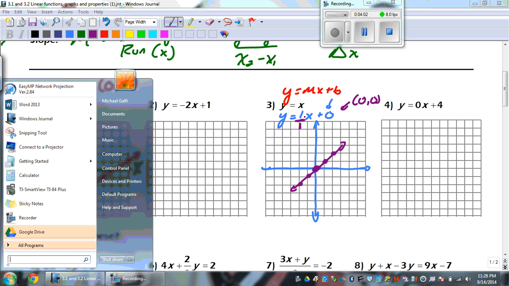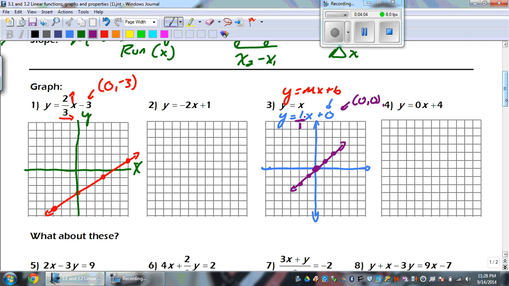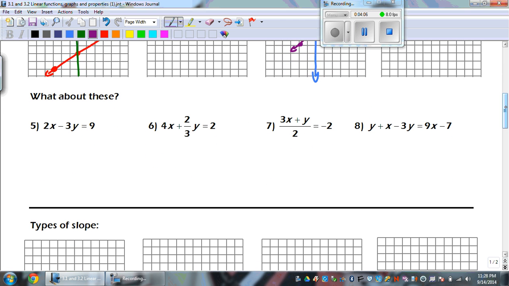Okay. Now, as we scroll down, you'll notice that some of these equations, the way that they're written, you can't graph them. So remember, anytime you want to graph using slope-intercept form, we want to make sure that we solve for y first. Once you solve for y, you can get it in the right form. So let me show you, let's do number 6.